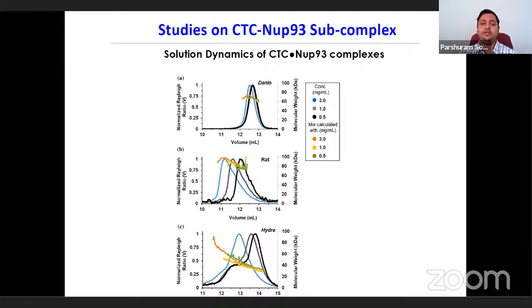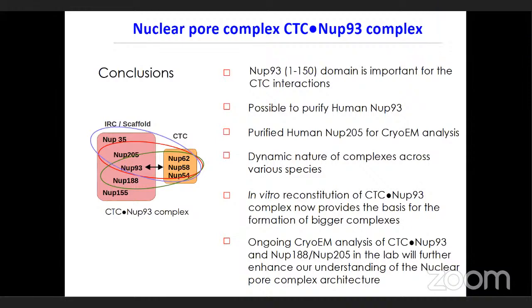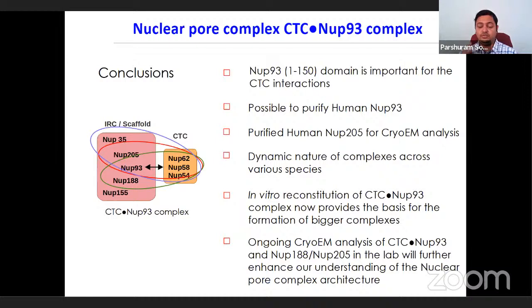Overall, this study established the fact that dynamicity is present not only in the entire NPC, but in the component or subcomplex of NPC, as well as having encoded the information for this particular dynamics. With this study, we could see that the 1 to 150 region, or N-terminal domain, was essential for the interaction of NPCs. And we could also purify NUC93 from human sources as well.